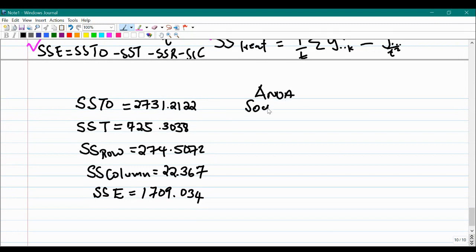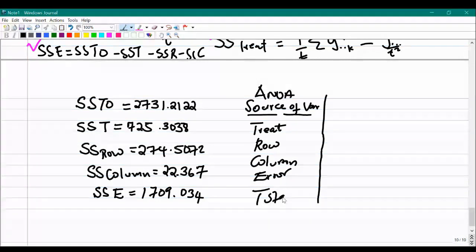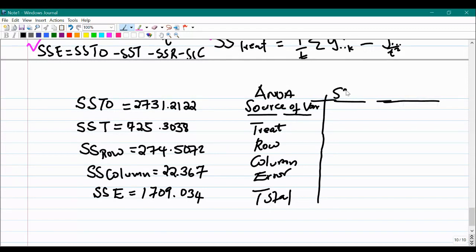ANOVA, we have the source of variation. Thank you very much. Seems like everyone is agreeing with what Chris is having. So you are going to test for the treatment. You will also test for the row. You also test for the column, error, and total. For the sake of space, the sums of squares, we can take them from there.